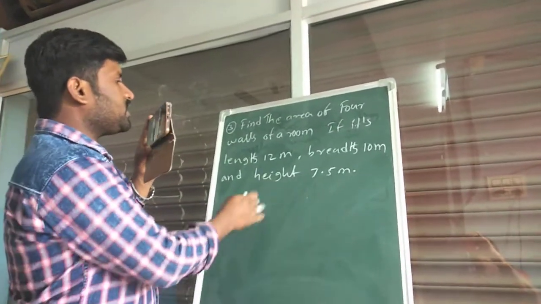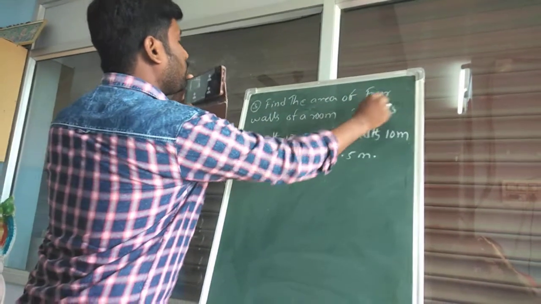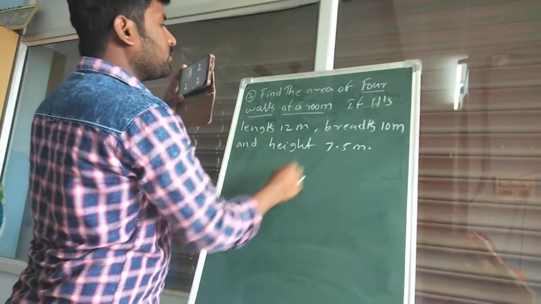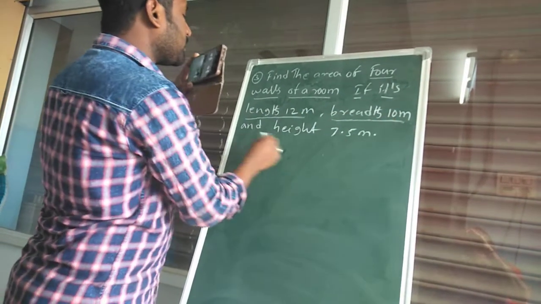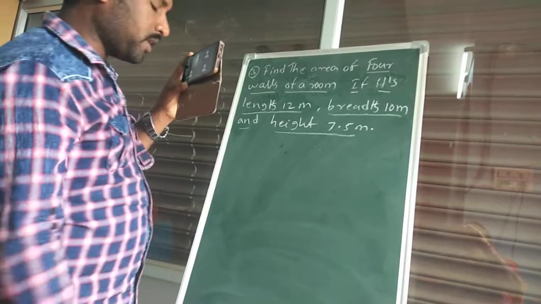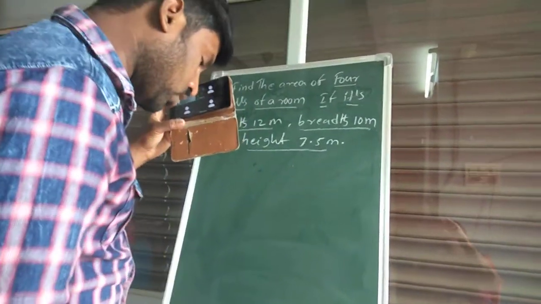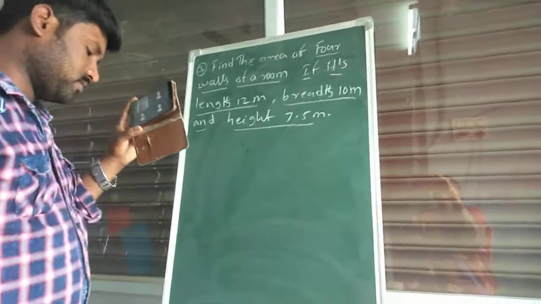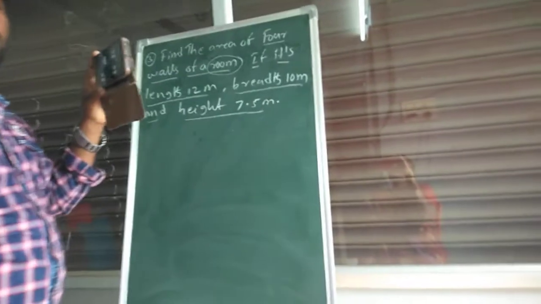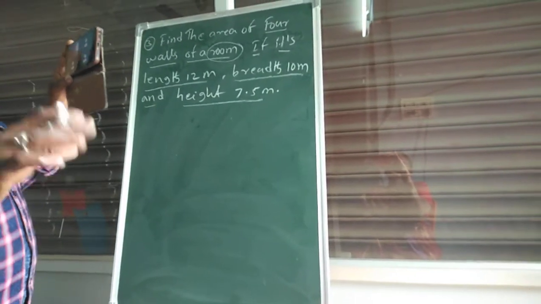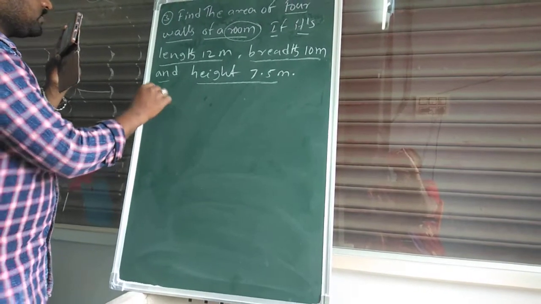Okay students, this is the question. Find the area of 4 walls of a room if its length is 12 meter, breadth is 10 meter and height is 7.5 meters. Here given hint, assume that there are no doors or no windows. Let us assume that the room has no doors and no windows. Now see its solution.